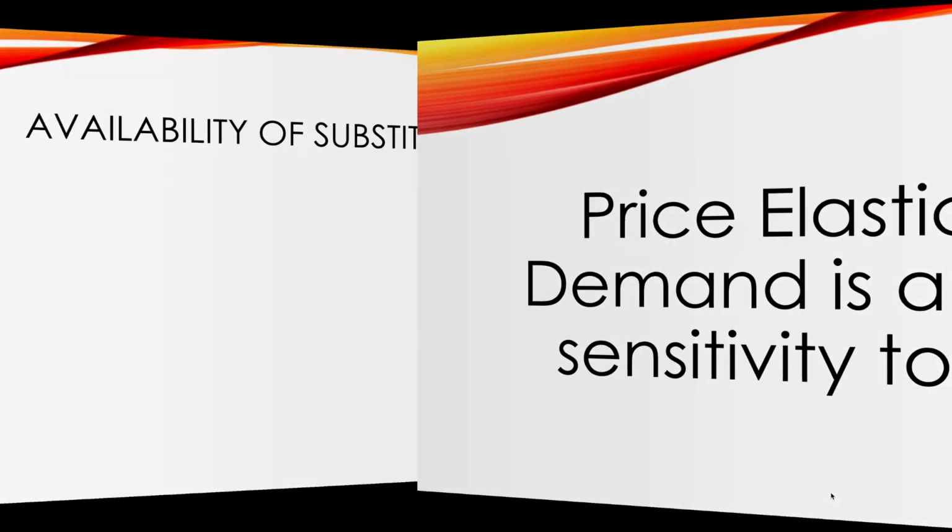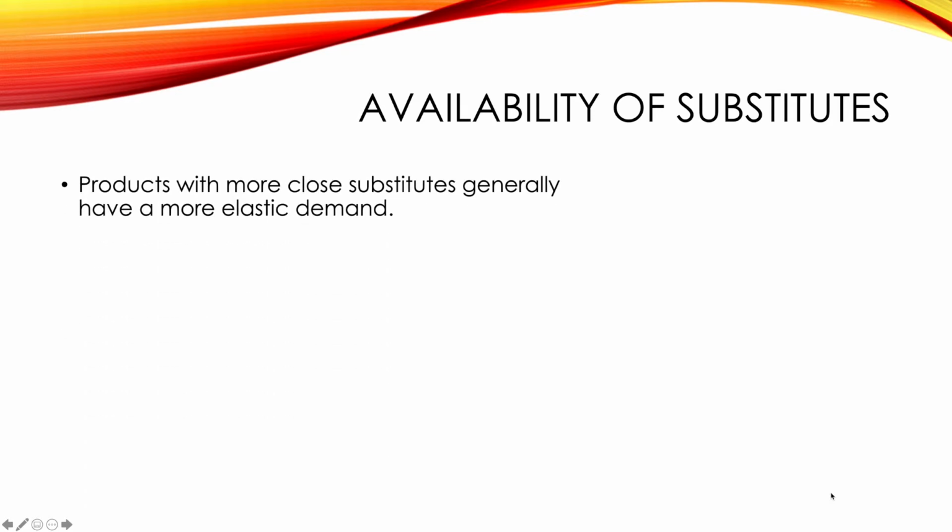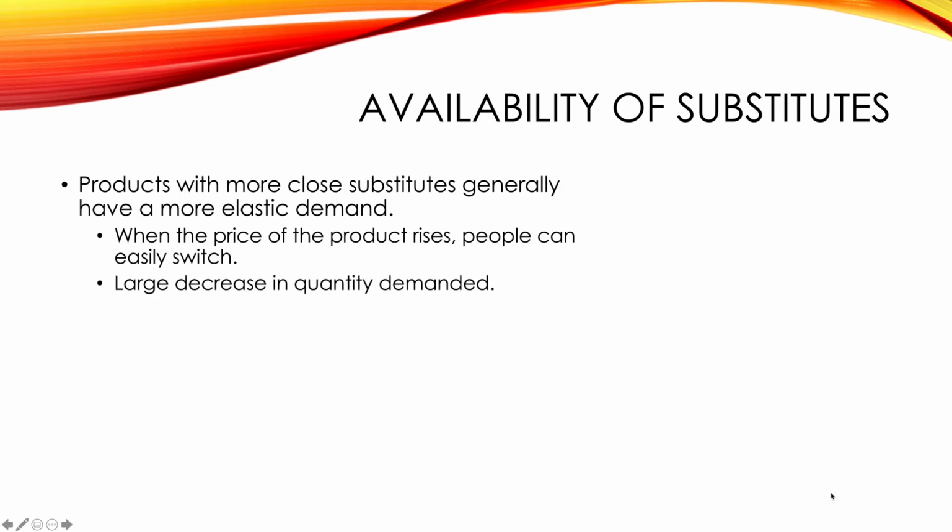So the first factor that affects demand elasticity is the availability of substitutes. Remember from a previous video that substitutes are goods that can be used in place of each other. So if a product has a large number of close substitutes, things that consumers can easily swap out for it, then the demand is generally going to be more elastic. So let's think about why. When the price of a product rises, people can easily switch to another product, a substitute in its place. That's going to result in a large decrease in the quantity demanded of that product.